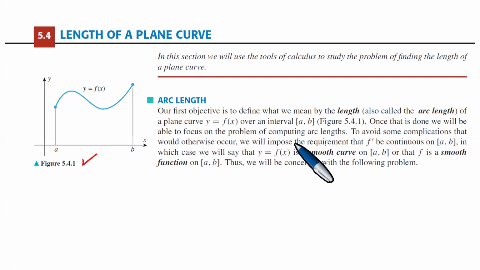Once that is done, we will be able to focus on the problem of computing the arc lengths. To avoid some complications that would otherwise occur, we will impose the requirement that f prime be continuous on the closed interval [a, b], in which case we will say that y equals f of x is a smooth curve on [a, b], or that f is a smooth function on [a, b]. Thus, we'll be concerned with the following problem.